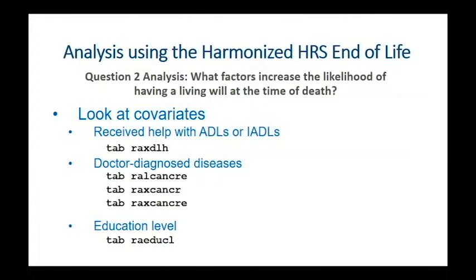We're also going to look at a few doctor-diagnosed disease variables available in the Harmonized HRS end-of-life dataset and decide the best one to use. We'll use cancer as an example here. And finally, we'll run a tabulation of education level.